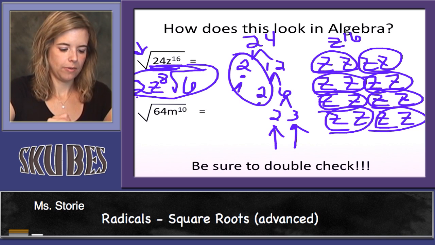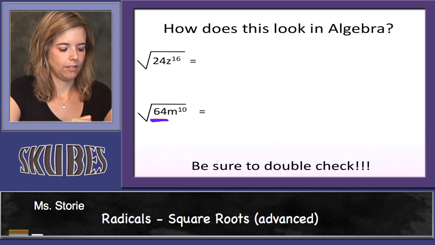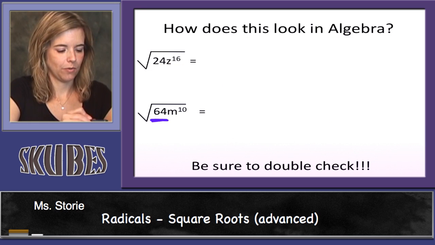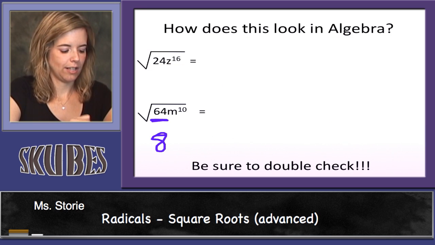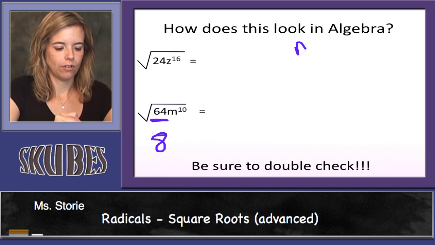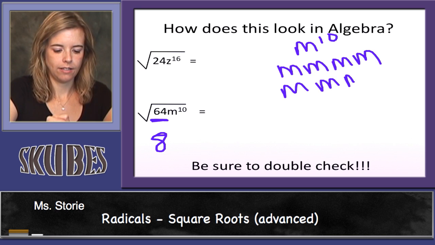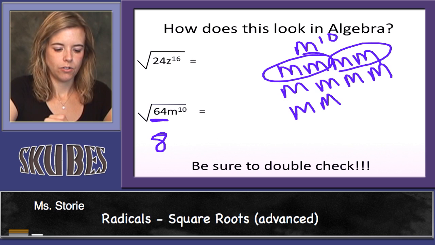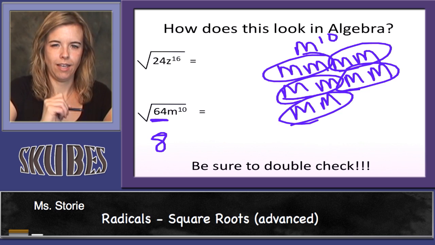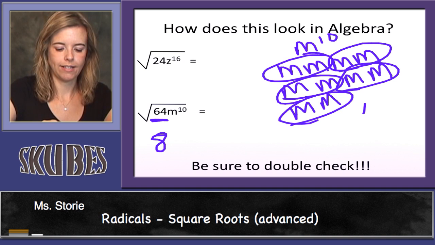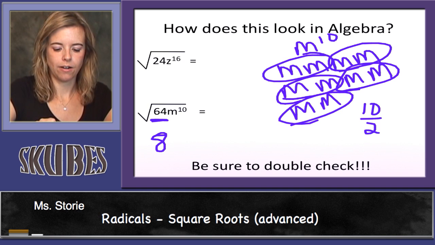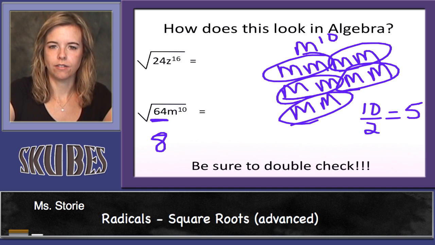Alright, here's the last one on the page. 64. Now if you remember, 64 is a perfect square. It's 8, so let's just go ahead and take them out now. However, you've got 10 m's. So we have to see how many pairs we can pull out if we have 10 of these guys listed all in a row. So we've got 1 pair, 2 pair, 3 pair, 4 pair, and 5 pair. If you're noticing a pattern here, notice how I had 10 of them, and I pulled them out in pairs, and I ended up with 5 pairs.